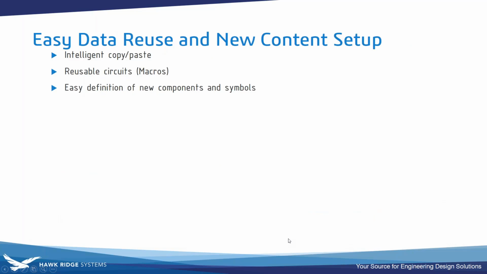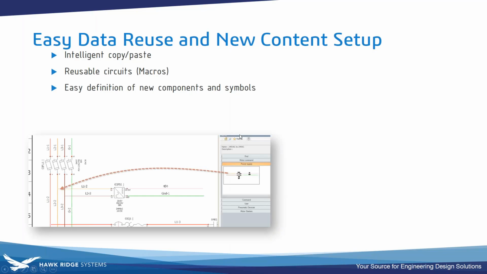All right. So design reuse, a new concept setup. So I did reuse the macro, and then we did the intelligent copy and paste also, right? I didn't show how easily to define new components or symbols, but if you noticed, there was an add manual in the component properties, and it's just simply clicking that and adding the information that you need on the fly, relatively easy and quick. All right.